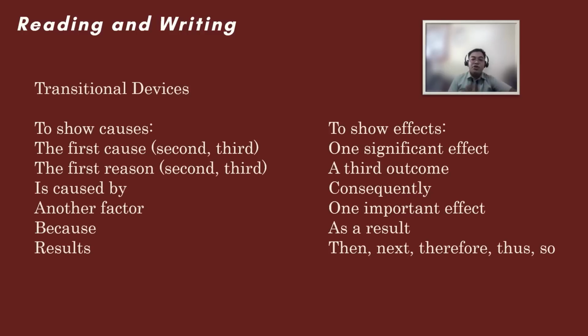Now, to show effects, we have one significant effect, a first outcome, the second outcome, a third outcome, consequently, one important effect. As a result, we also have then, next, therefore, thus, and so.